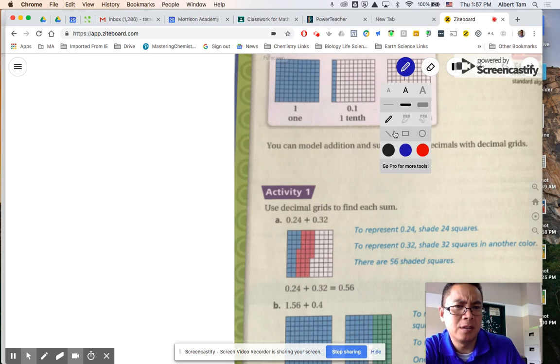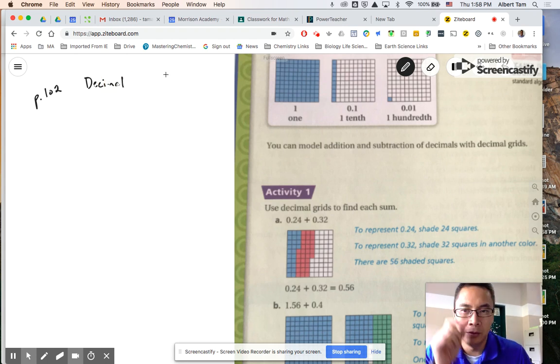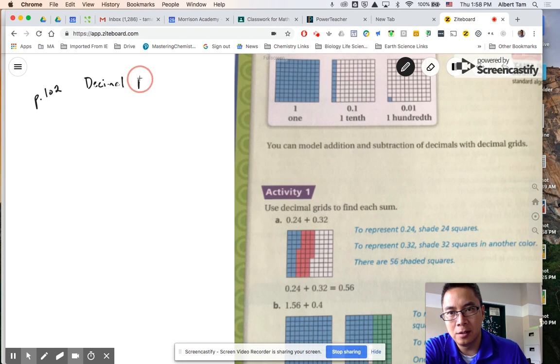Okay, sixth graders, this is a short little Ed Puzzle, and it's actually from page 102 of your textbook. It's kind of an introduction to decimal addition and decimal subtraction using a visual model with these blocks here. So this is addition and subtraction. Let's just take a quick look at what's going on.